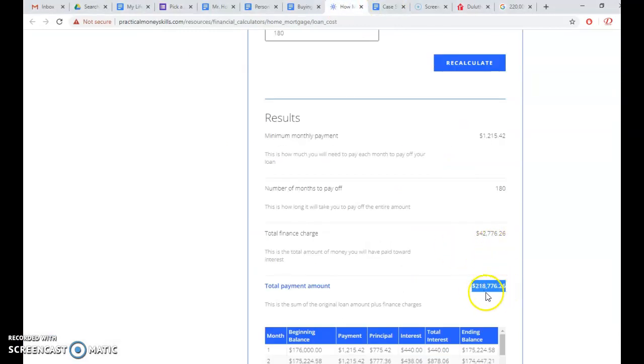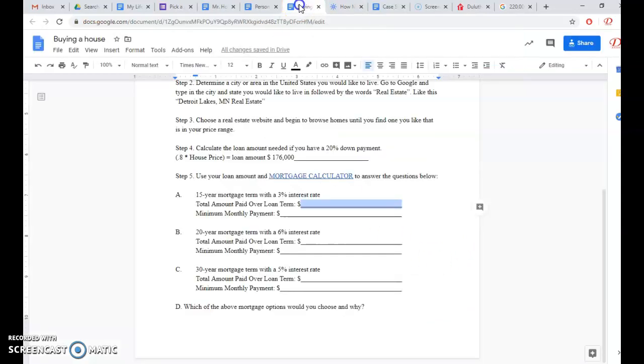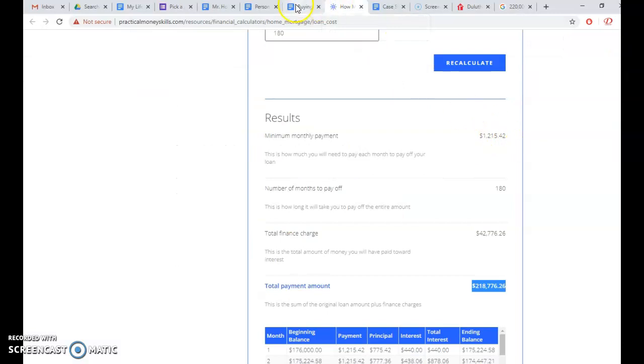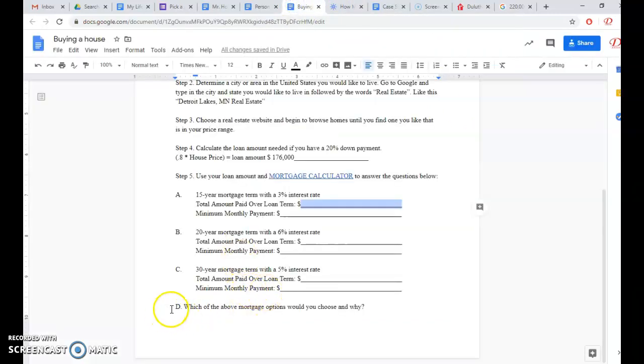So it shows me my total payment amount. It also shows me my minimum monthly payment. All right. And then it tells me how much it's going to be on top of the cost of the house, right? So this total payment amount is the total amount paid over the loan term. And then the minimum monthly payment is right from there. Okay. All right. And then the last question asks, which one of these mortgages are you going to choose and why? So just answer that.